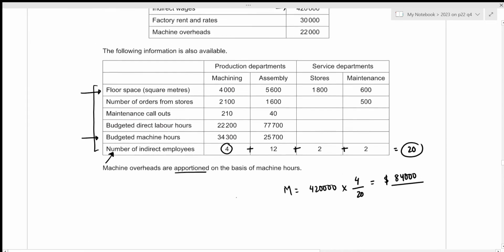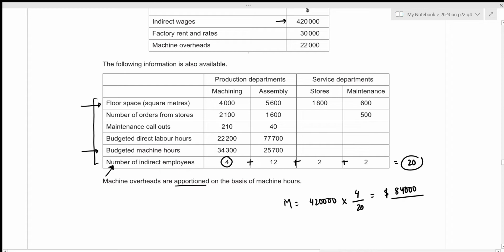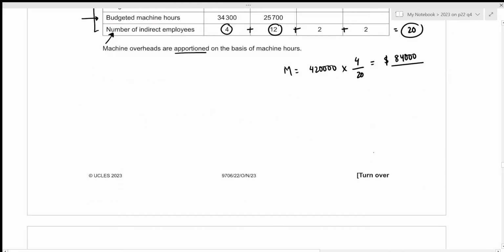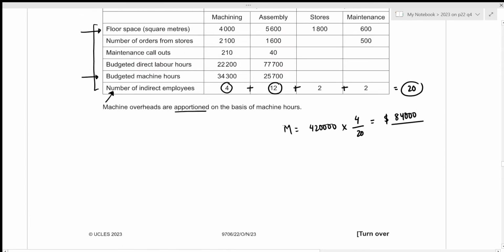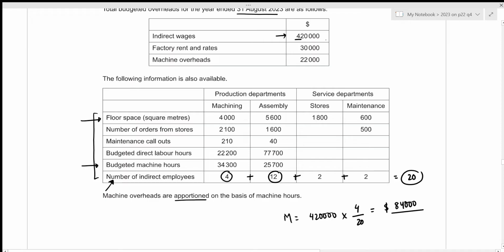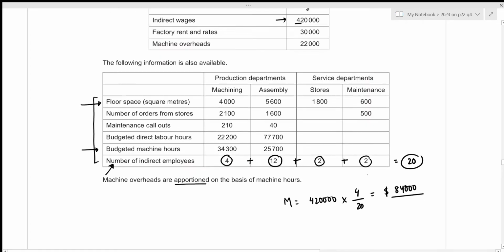Repeat the same process for assembly department. I'm not going to write it down, but I'm just going to say it. So we have the total of indirect wages to be 420,000. We multiply that by 12 divided by 20, and that will give the amount of 252,000 for assembly department. We repeat the same process for stores. So we start with a total of 420,000, multiply it by 2 divided by 20, which will result in 42,000, and that's the same amount for maintenance department as well.